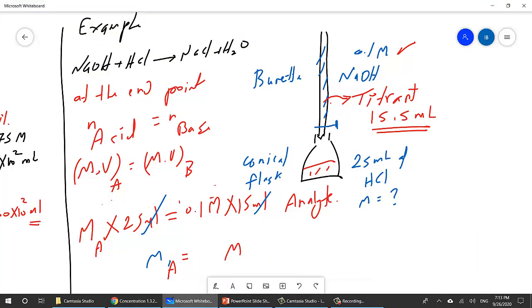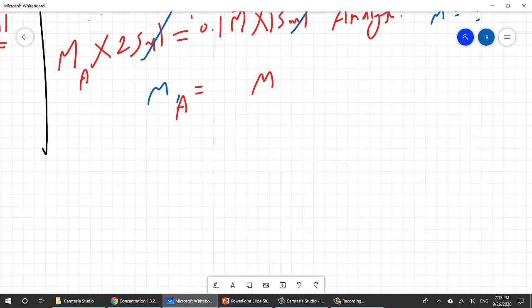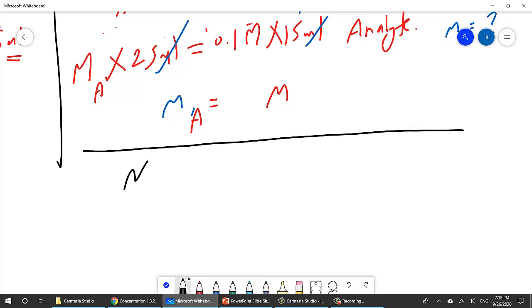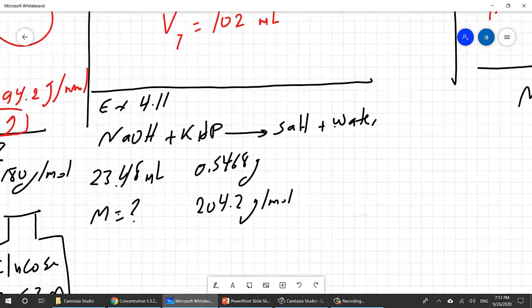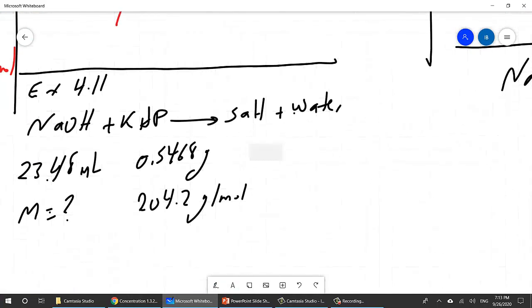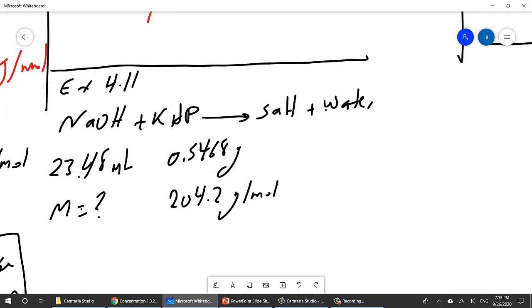This question is similar to the previous question. The only difference is that you don't have the volume of the acid, you have grams. So the reaction here is NaOH plus KHP, which should give salt and water, the salt of potassium hydrogen phthalate. And we have 23.48 milliliters of NaOH. We have this many grams of KHP.